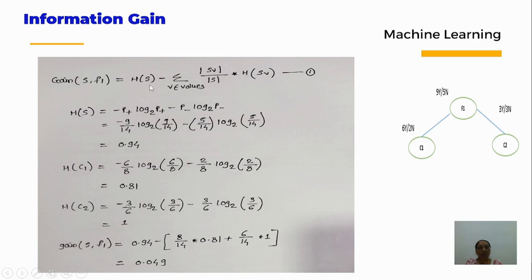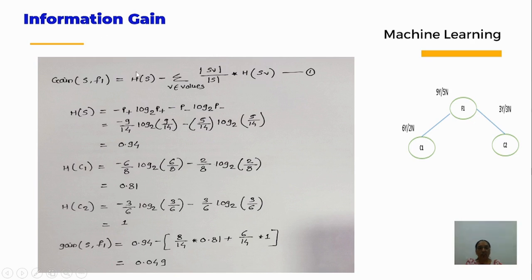Here I have written the formula of the information gain, that is gain of S of F1. Here I am calculating the information gain of the F1 node. So gain of S of F1 is equal to H of S, the entropy of the root node, minus summation of V belongs to the values, S of V divided by S, times H of S of V. This is the formula of the information gain.